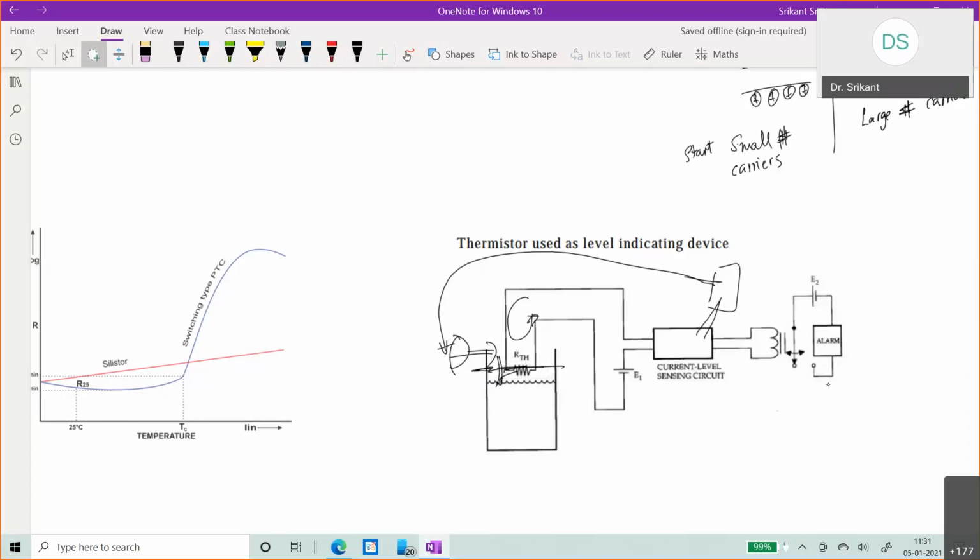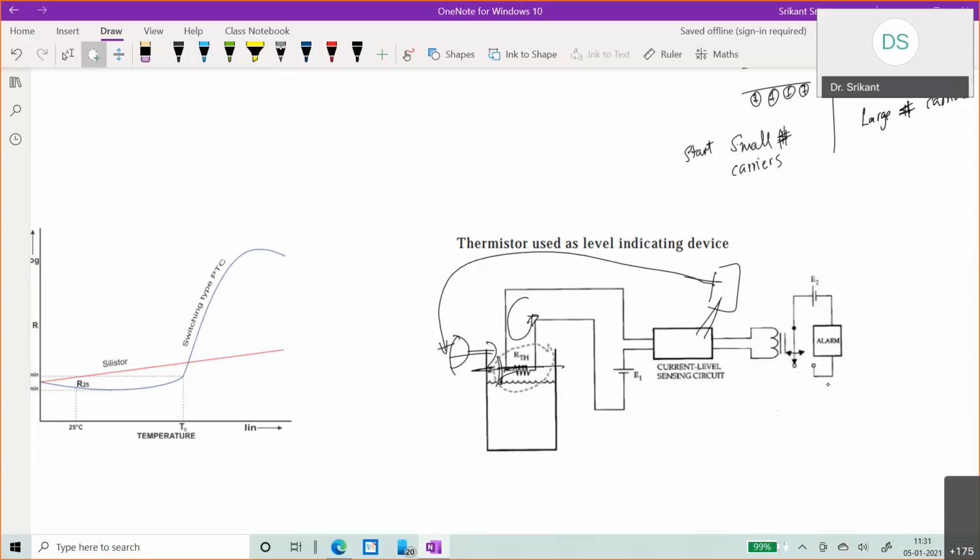But then just like we talked about a photo detector, right? We talked about dark current and things like that. So supposing there is a dark current associated with a thermistor, then that current can also trigger some alarm. So therefore you need some special current level sensing units. You may need to put something to ensure that noise is cancelled. So there will be some circuitry that you have to put here. These are like your signal conditioning circuits or signal processing circuits.